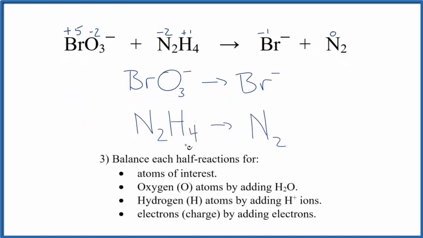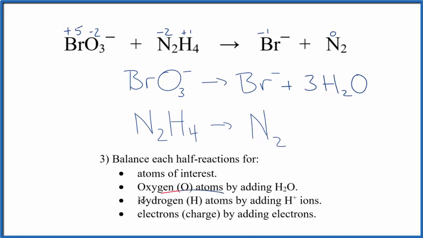Now that we have these half reactions, we can balance each half reaction first for the atoms of interest. So here we have 1 bromine and 1 bromine. No problem. 2 nitrogens, 2 nitrogens. So those are already balanced. The atoms are balanced. Now we can deal with the oxygen atoms by adding water. This is taking place in water. So we have 3 oxygen atoms here. Let's add 3 water molecules over here in the products. So now we have 3 oxygens and 3 oxygens. Down here, there aren't any oxygens.